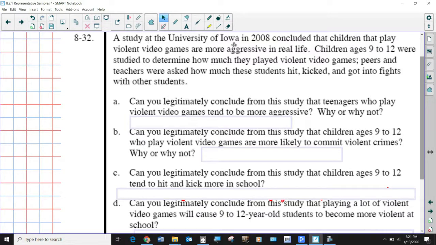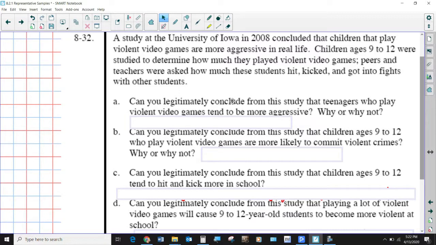A study at the University of Iowa in 2008 concluded that children that play violent video games are more aggressive in real life. Children aged 9 to 12 were studied to determine how much they played violent video games. Peers and teachers were asked how much these students hit, kicked, or got into fights with other students at the school. So I would like for you to pause and read through each one of these questions and formulate a response for each one of them, just like we did in the previous pages. Unpause when you're ready, and I'll say you've unpaused now.